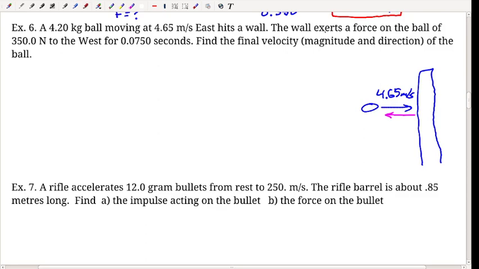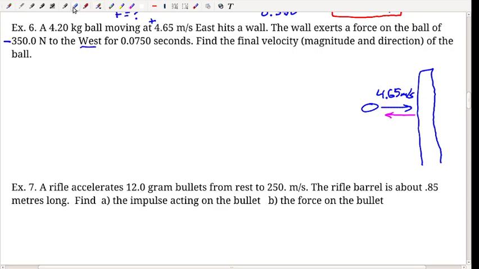Now again, we need to keep track of things like the fact that east is going to be a positive 4.65 meters per second, but the force on the ball is going to change its direction towards the west. This is actually going to end up being a negative 350 newtons, because my force of the wall on the ball is going to accelerate it west. And we're looking for final velocity, magnitude, and direction of the ball.